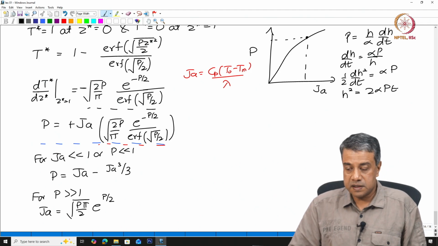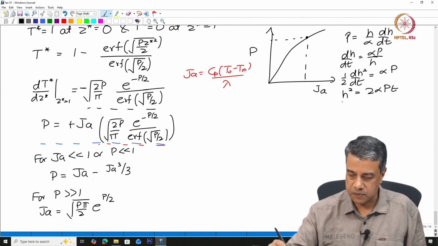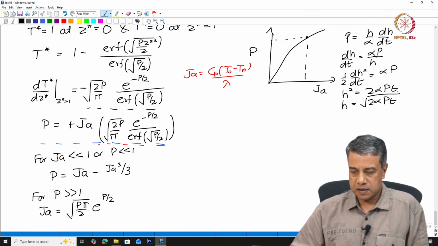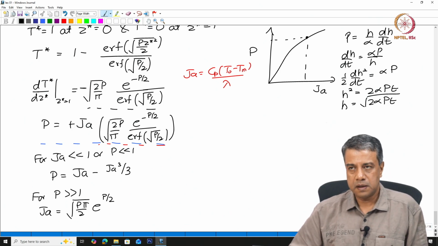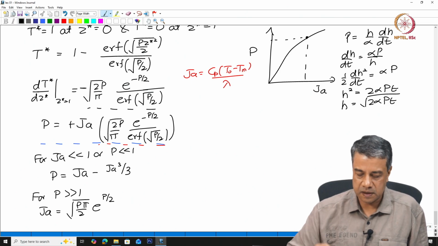Therefore, the height increases proportional to, I am sorry, the height increases proportional to the square root of time, h is equal to root of 2 alpha P t, where P is a constant and P, which is an implicit function, is related to the Jacob number by this graph that I have shown here.